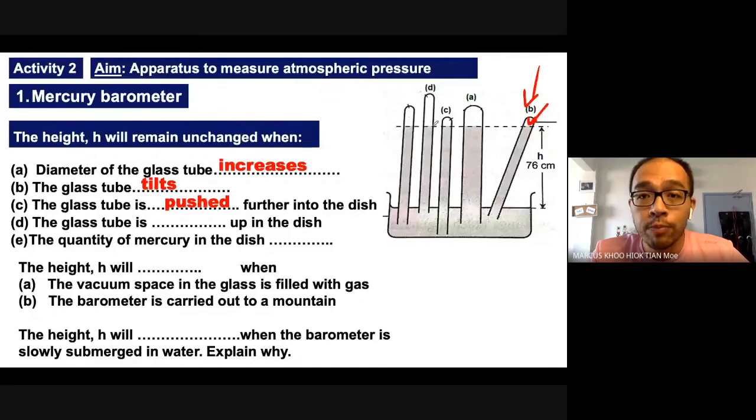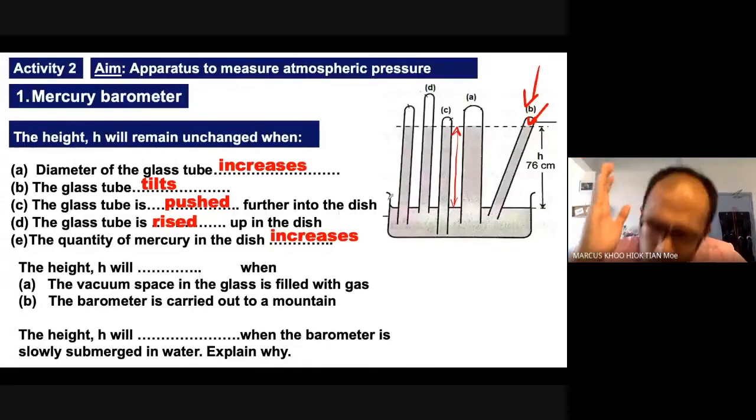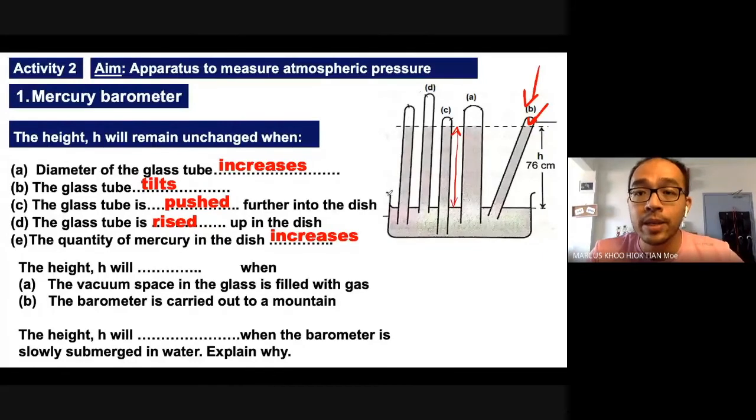If you push, let's say this glass tube is a little bit higher, this glass tube is a little bit lower, but the height of the mercury column is still the same. It's still 76 centimeters. If you push it in, or push it up, it is still the same. The height will never change. If you add mercury here, it is still the same, still 76.